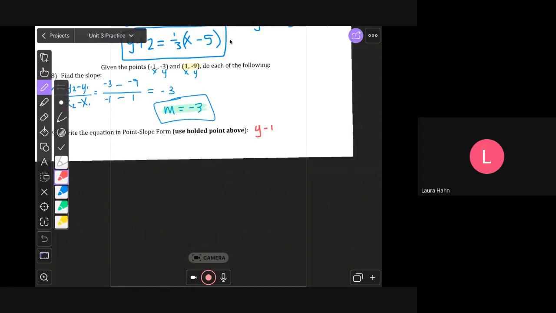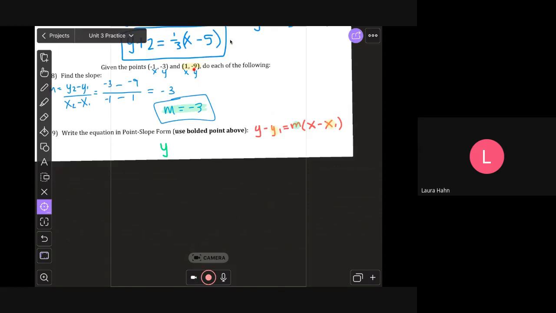y minus y1 equals m times x minus x1. Remember, your point is what you plug in here and here, and the slope is what you plug in here. Remember how I like to write it: I write y, and then I put the opposite of my y value.